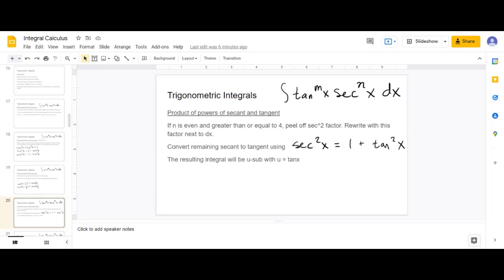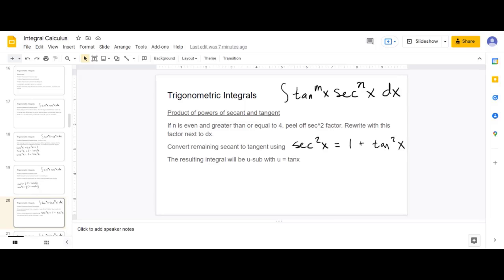Okay, so here are the rules for trigonometric integrals. If you have a product of powers of secant and tangent, like how I listed right here, if it's in this form, then I go through the first case first, and then I go through the second case second. So the first case, if n is even, if the power of secant is even, then you will peel off a secant squared factor and rewrite this next to the factor dx. Then you convert the remaining secant to tangent using this formula. The resulting integral will be a u substitution, choosing u equals tangent of x.